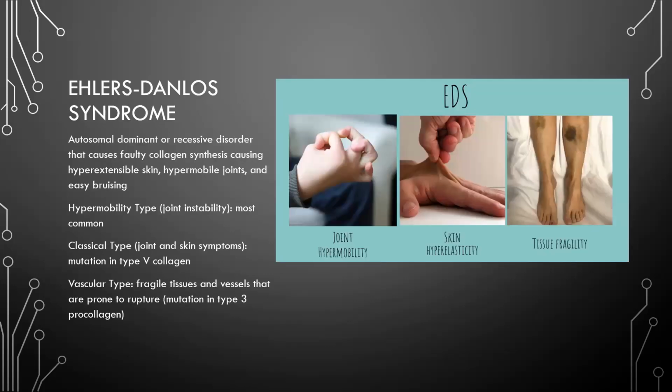And the EDS syndrome, it's an autosomal dominant or recessive disorder. So you'll have the hypermobile type, the classical type, which is joint and skin symptoms, and then also the vascular type. So just knowing the three types, I think, is important. And then the mutation in type 3 pro-collagen or the type 5 collagen will be important.